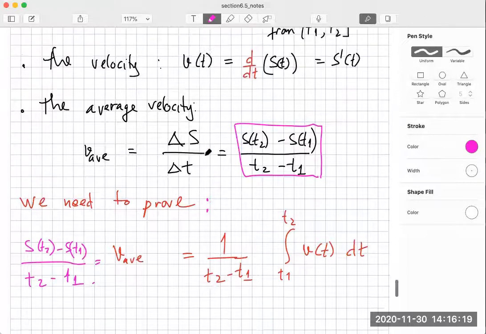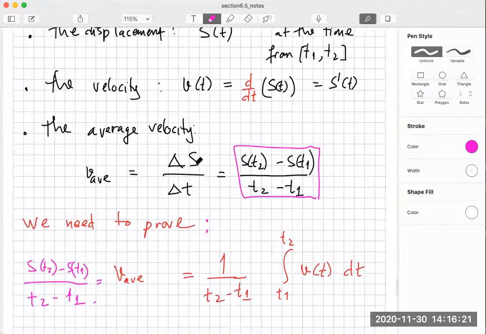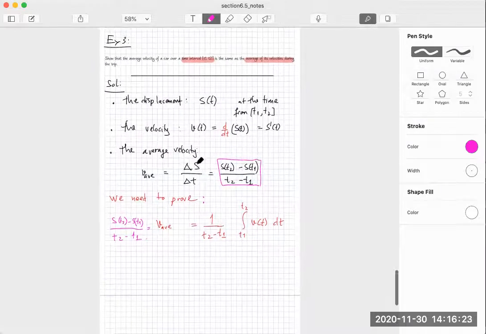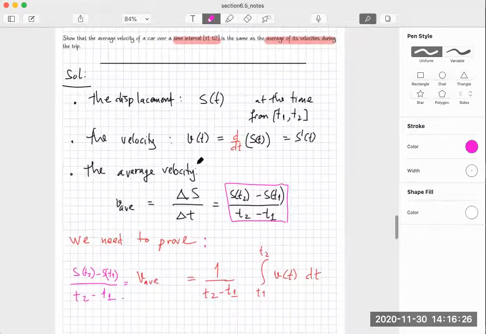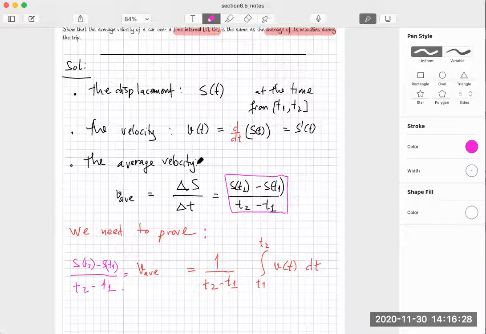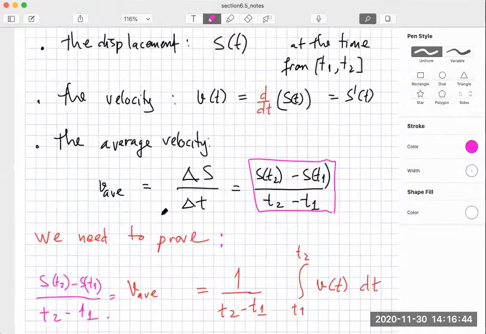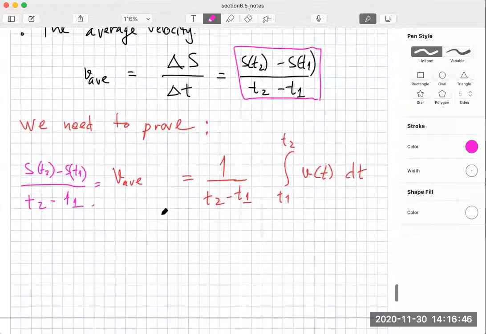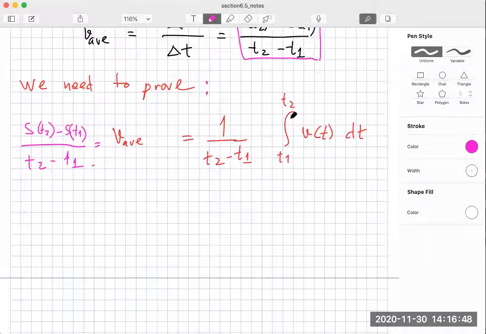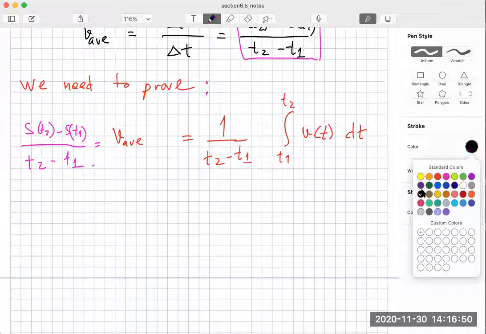Is it clear what we need to do? Do you have any question about this? No. Okay, then we are clear what we need to do, right? So now let's prove it.